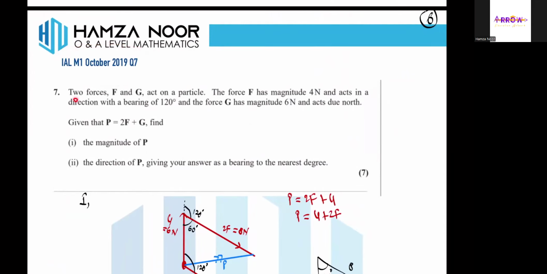The question says that two forces F and G act on a particle. The force F has magnitude 4 Newton and acts in a direction with a bearing of 120 degrees, and the force G has magnitude 6 Newton and acts due north. Okay, given that P is equal to 2F plus G, find the magnitude of P and find the direction of P, giving your answer as a bearing correct to the nearest degree.